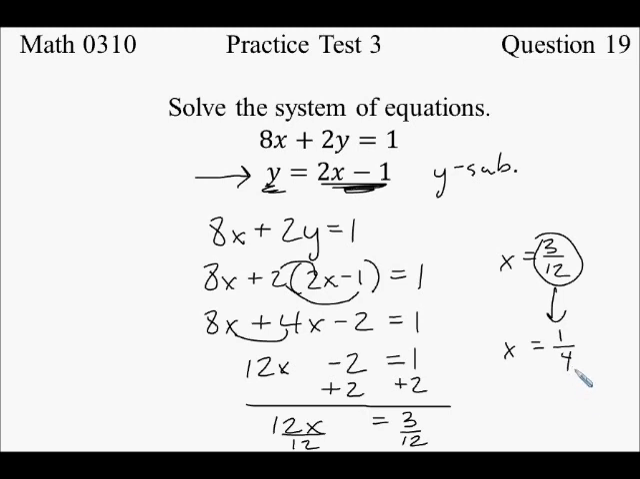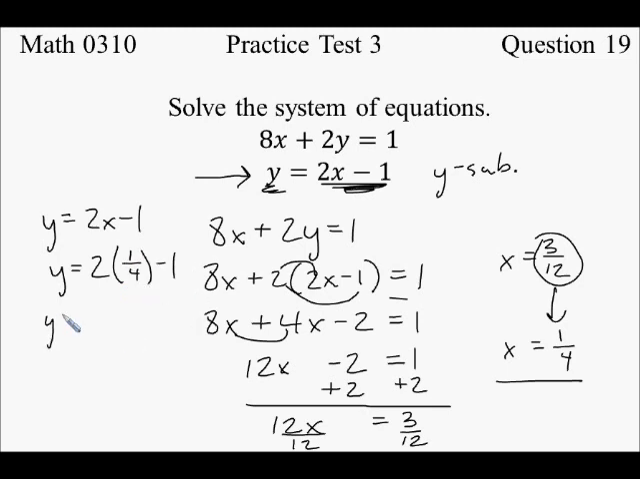Alright, so we have half of our answer. We have x equals 1/4. Now we can go back to our y substitution equation. It's already solved for y, so it's easy to just plug x in there. So let's go ahead and do that. y equals 2x minus 1 becomes y equals 2 times x. X is 1/4, we said. So 2 times 1/4 minus 1.